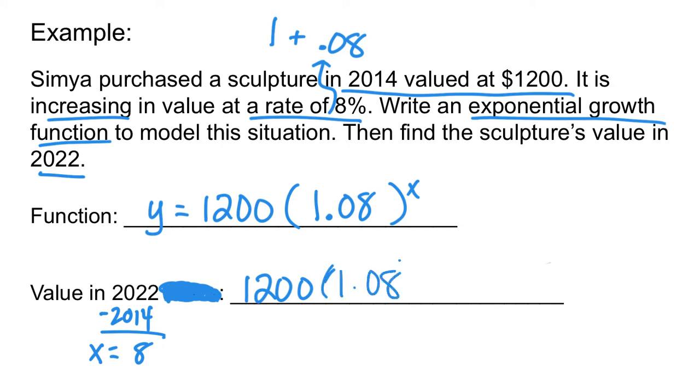So 1.08, and then we're going to substitute in for x, 8, and we're going to calculate that. Again, you can do that in Desmos, but I really think it's probably faster just to throw it in your regular calculator. You can also just type it in Desmos like that, and it'll give you an answer. So we get that this sculpture would have a value of $2,221.12.